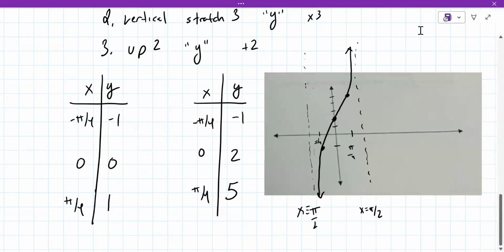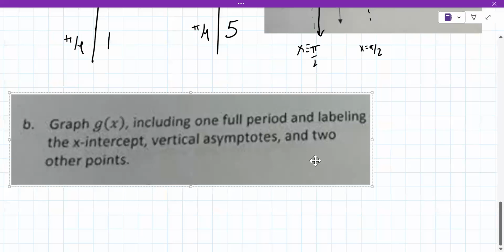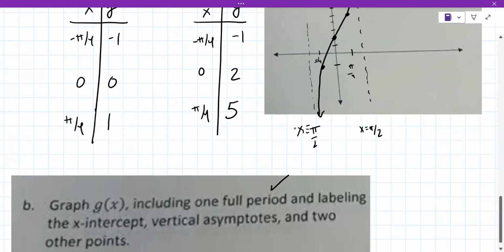Okay. All right, so I'm pretty sure the instructions have a small mistake in them, but let me show you that here. So: graph g of x including one full period. That's what you have. This is one full period. So check. Labeling the x-intercept. The x-intercept is where it crosses the x-axis. Unfortunately, it doesn't cross at a good place. I think the instructor meant y-intercept, and that we have. The y-intercept is 0, 2. The x-intercept is not possible to find without a calculator, or it has to be written in a very ugly manner, but it can be done. But I'll just suggest that that's probably an error.